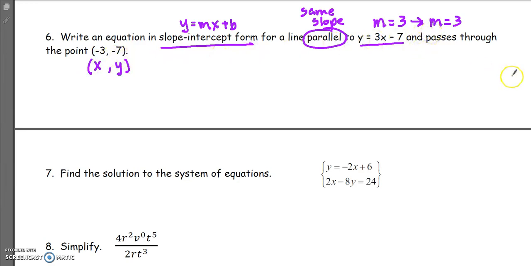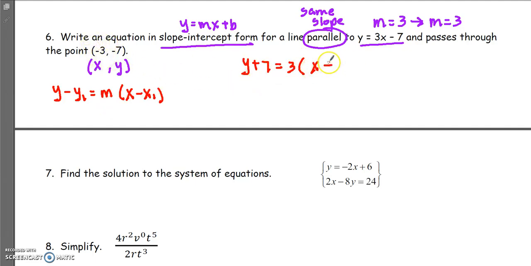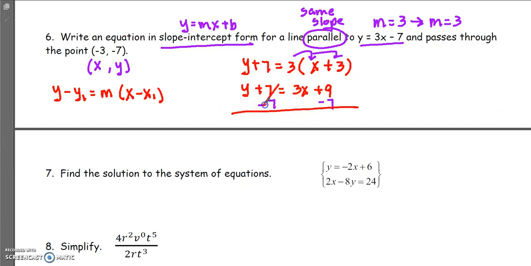If I have a point and I have a slope, I can put it into point-slope form, which is y minus y1 equals m times x minus x1. So let's plug everything in. So I have y minus a -7 means plus 7 equals, my m is going to be 3 times x minus the x value, which is -3. So minus a negative means we're actually adding. And then all I have to do is distribute to get rid of the parentheses. So I have y plus 7 equals 3x plus 9. I'm isolating my y, so get rid of this 7 by subtracting. And then I will have 3x, and then 9 minus 7 would be a positive 2. So there would be my answer for number 6.